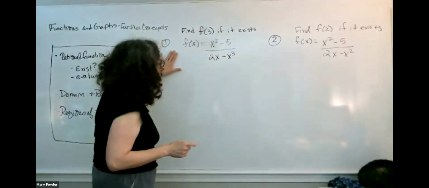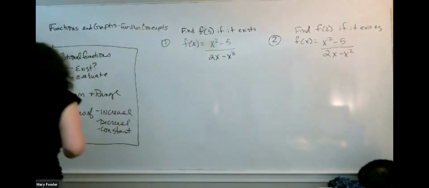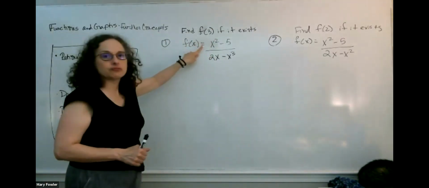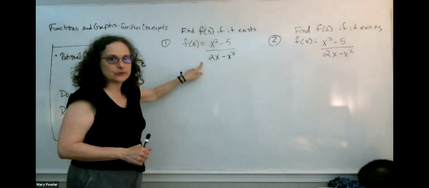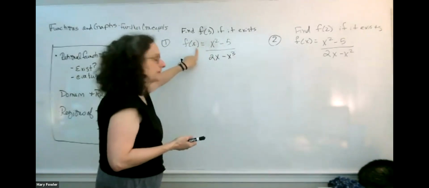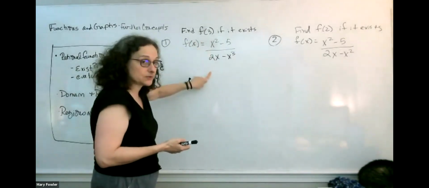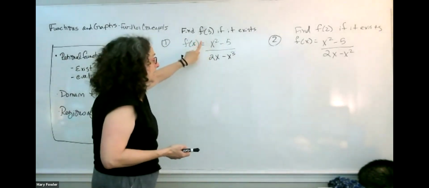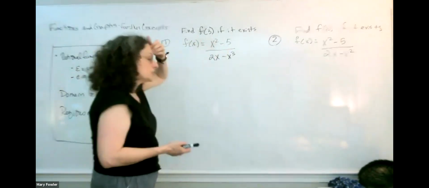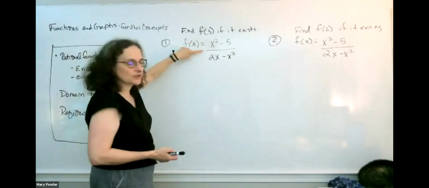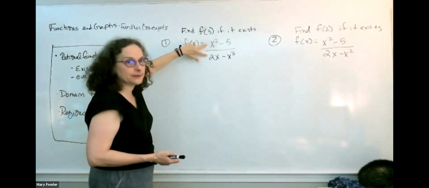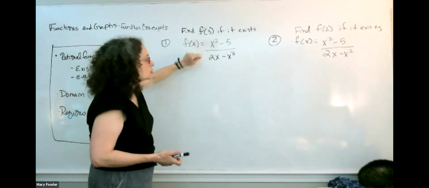Okay, so the first question presents f of x as a rational function. I say it's a rational function because it's a function, it depends on x, and the expression is rational, which means that it looks like a fraction with a numerator and denominator that are polynomials.